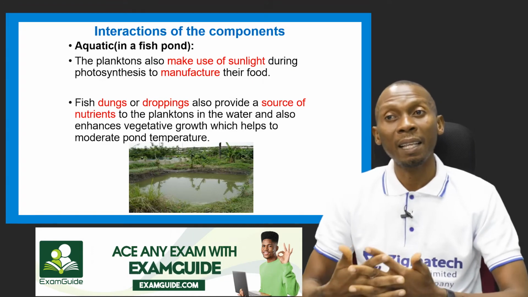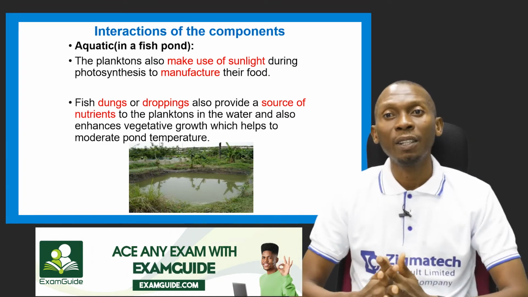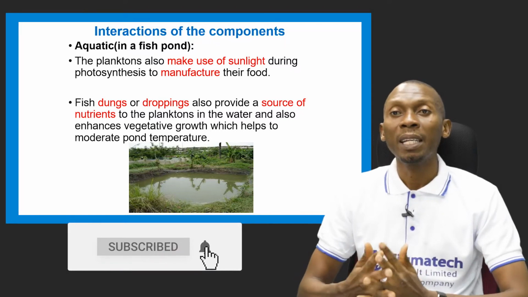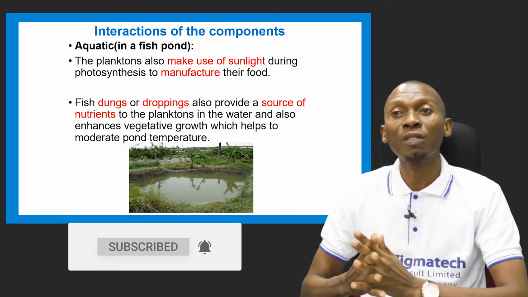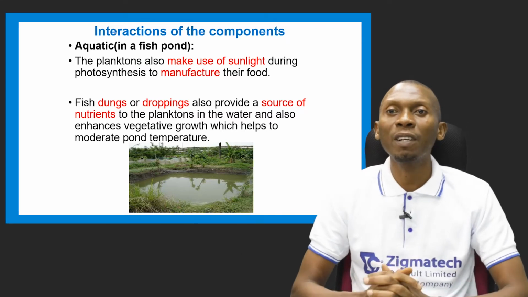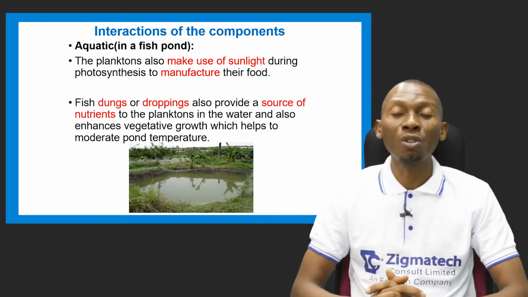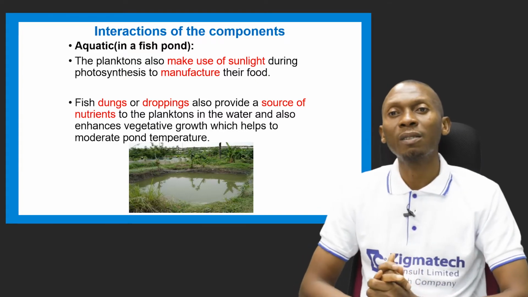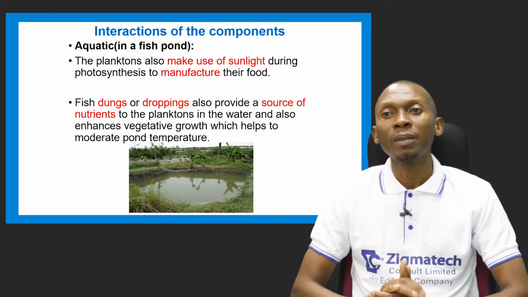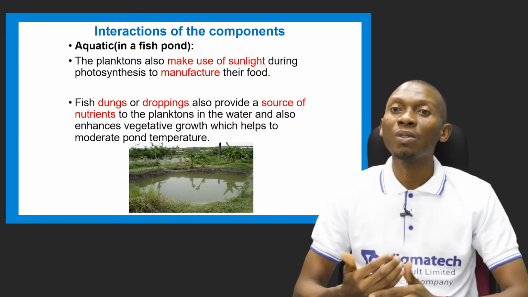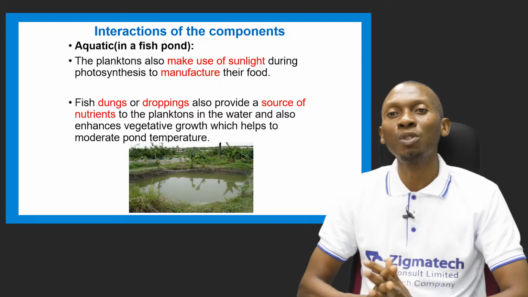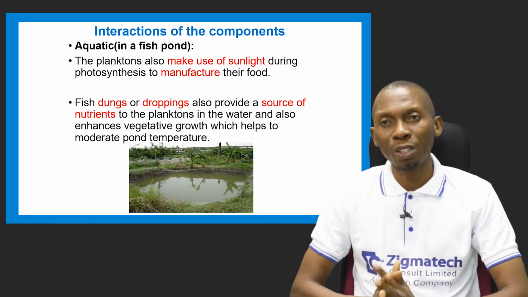Sunlight is needed during photosynthesis, so the plankton makes use of sunlight to manufacture their food. Sunlight is an abiotic component, you know. The planktons are a biotic component, so the relationship here is that the planktons make use of the sunlight during photosynthesis to manufacture their food. Then the fish dungs or droppings also provide a source of nutrients to the planktons in the water, and this also enhances vegetative growth, which helps to moderate pond temperature.